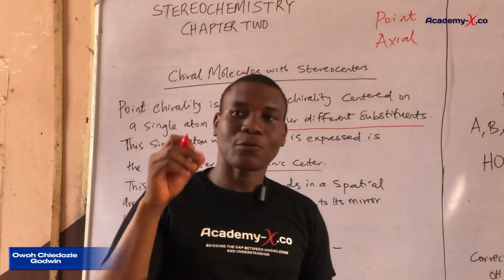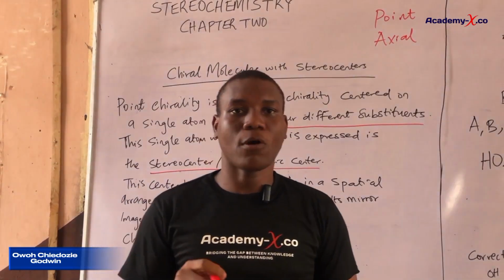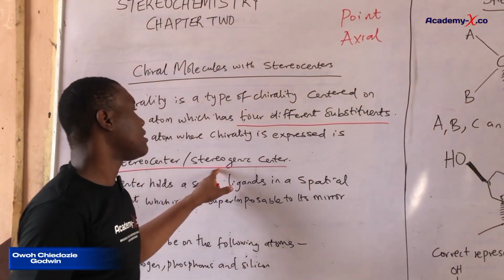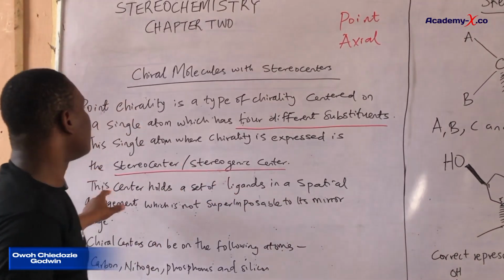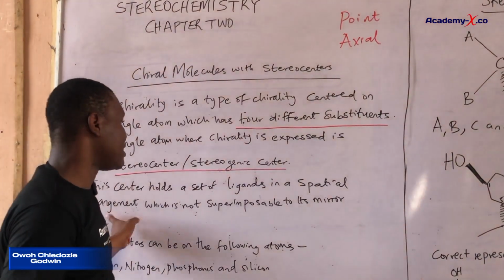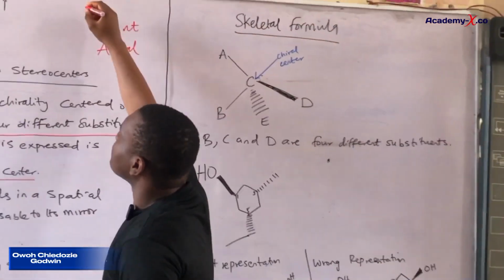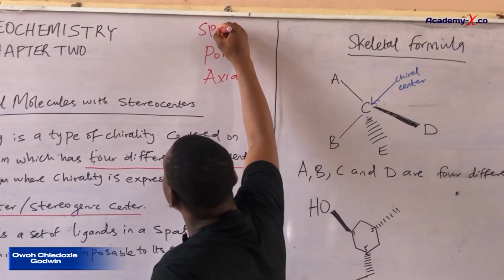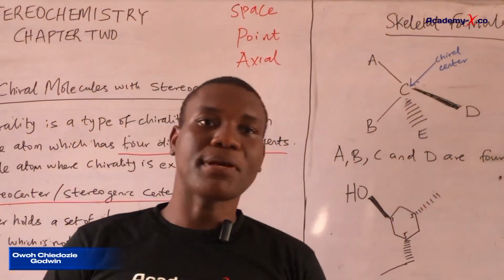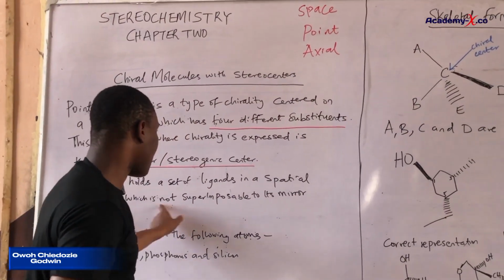So that particular atom where we express chirality in an organic compound or in any compound is called stereocenter or stereogenic center. Now, this center holds a set of ligands in a spatial arrangement. What do we mean by spatial arrangement? Spatial arrangement means arrangement in space. So how a molecule is arranged in space is spatial arrangement.